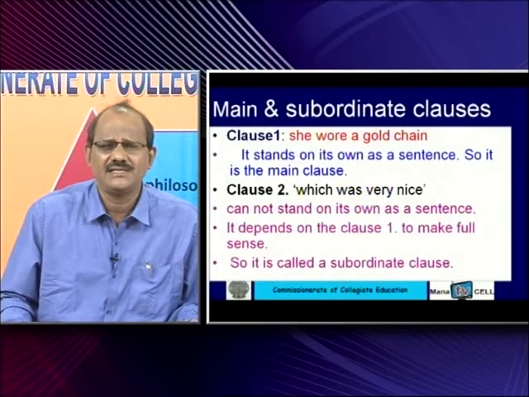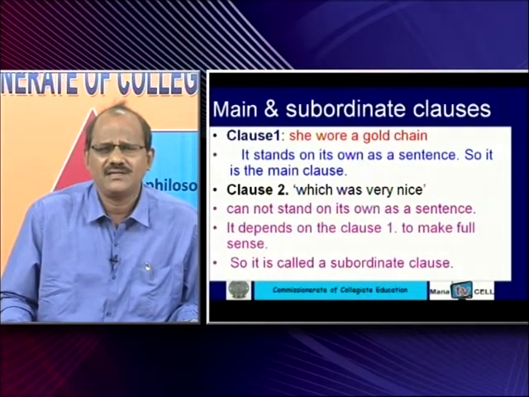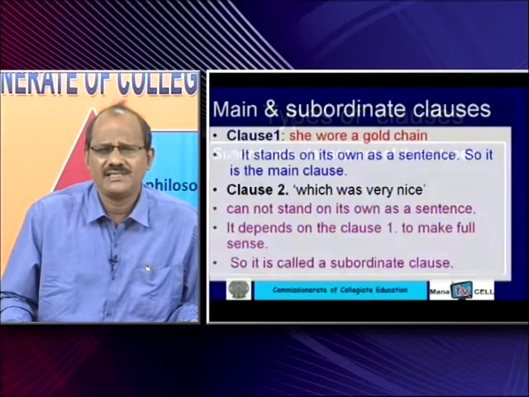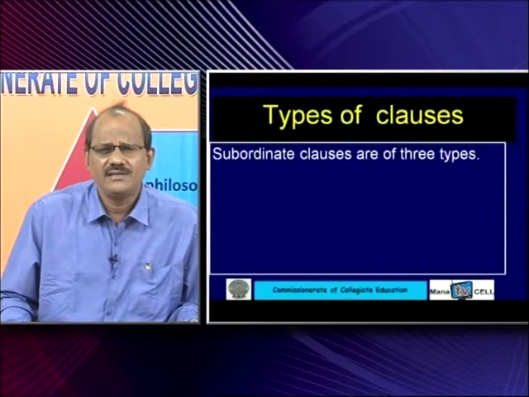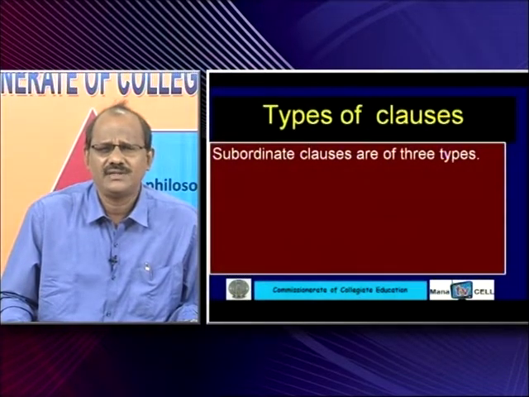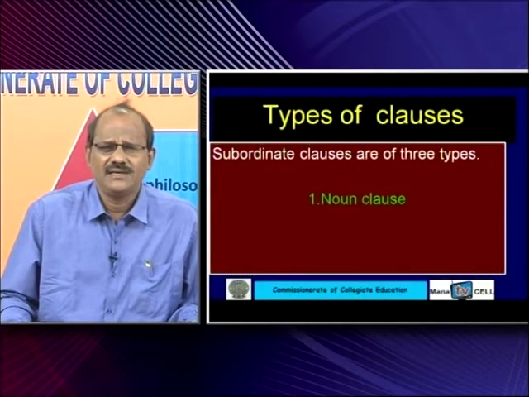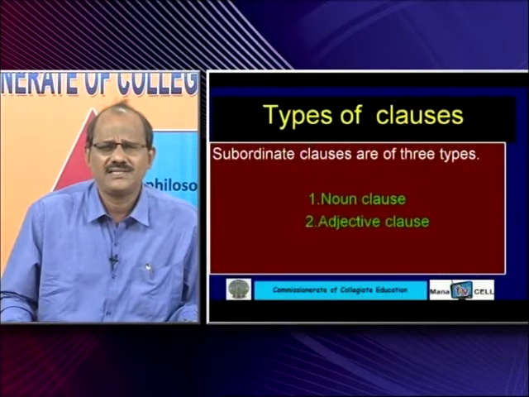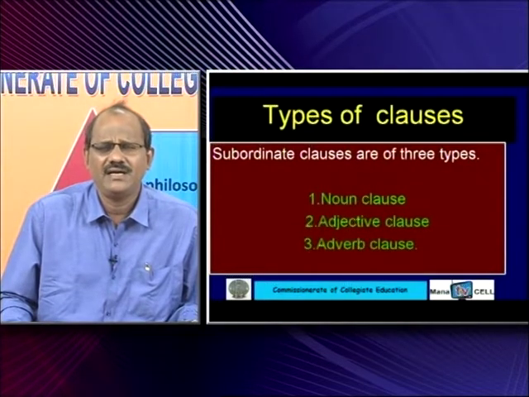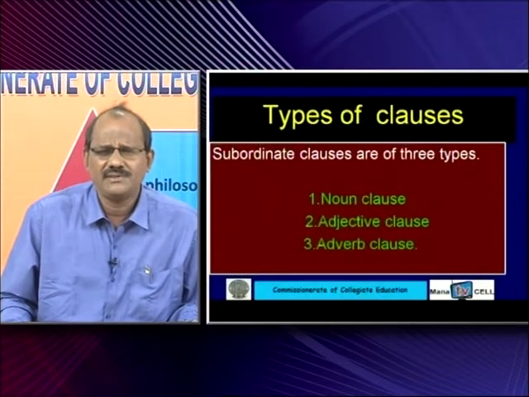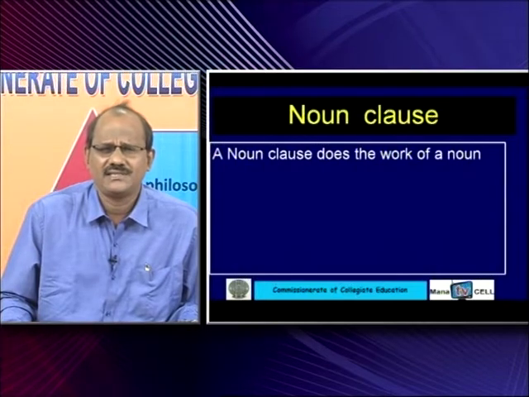So, every sentence is made of clauses. There are different types of clauses. What are they? They are noun clauses, adjective clauses and adverb clauses. Now, we will see some details about these three types of clauses.